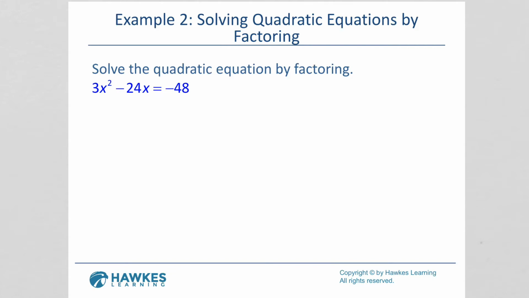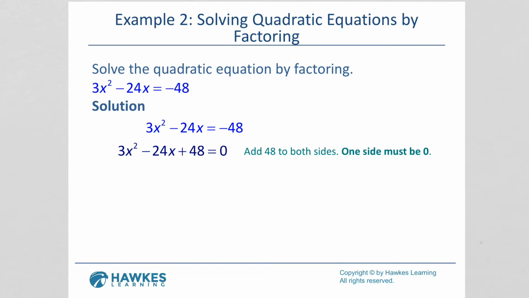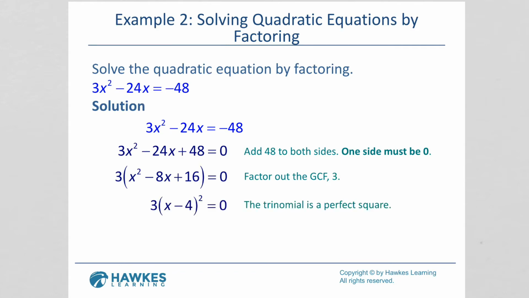Example 2, solve the quadratic equation by factoring. 3x squared minus 24x equals negative 48. We're going to start by setting it equal to 0 by adding 48 to both sides. That gives us 3x squared minus 24x plus 48 equals 0. We're going to factor out our greatest common factor of 3. 3 times x squared minus 8x plus 16 equals 0. Now we're looking for two things that multiply together to give us 16, and when I add them together it gives me negative 8. That's going to become 3 times x minus 4, that quantity squared, equals 0.